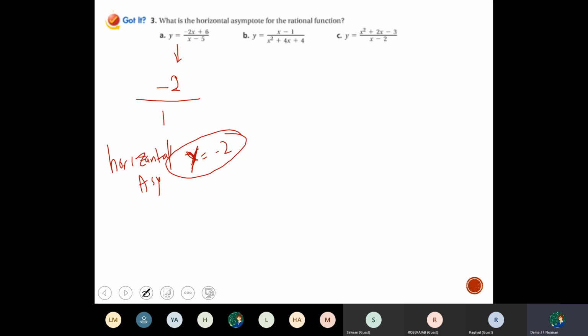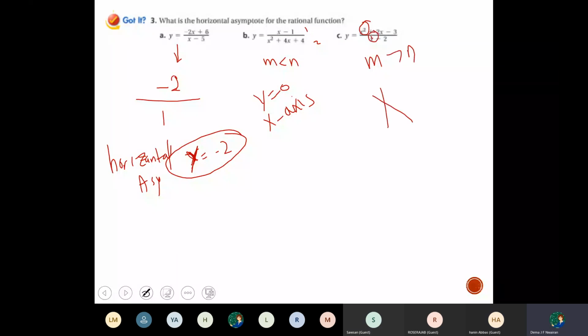What about b now? No horizontal asymptote. Why? What about the power of m? What is the power of m here? It is 1. And the power of n is 2. Oh, we're in b, yes, I'm sorry. y equals 0. So we say that the asymptote is at y equals 0, or the x-axis. The third one here, since m is 2 and it's greater than n, there's no horizontal asymptote.